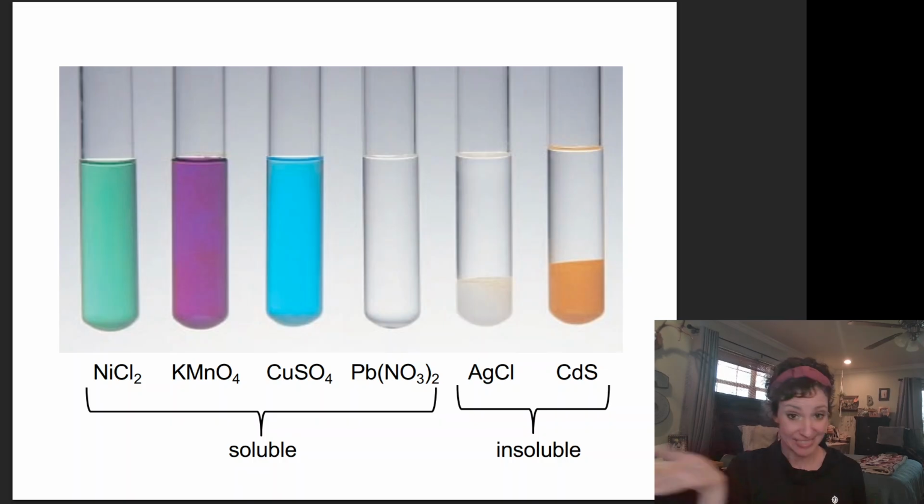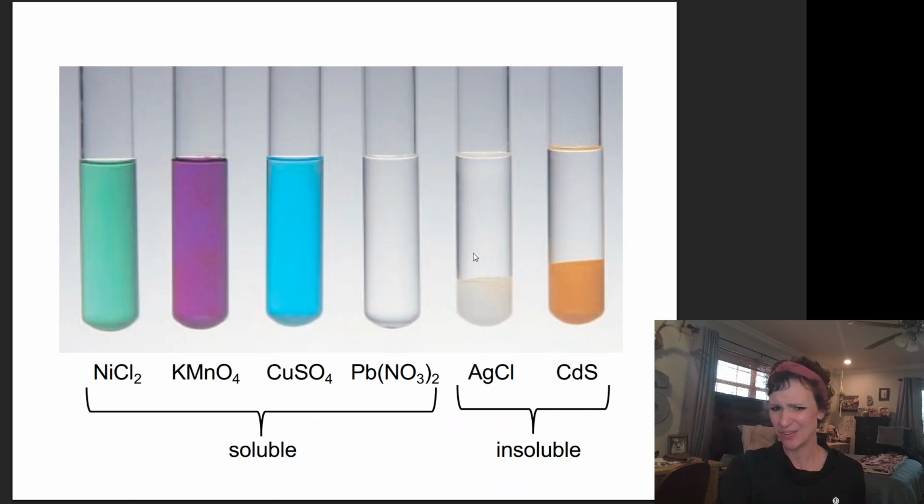Okay, so here are some examples of various ionic compounds. I notice these first four: I have nickel(II) chloride, potassium permanganate, copper(II) sulfate, and lead(II) nitrate. They look homogeneous and evenly spread throughout. We would say that these specific ionic compounds are soluble in water, and it looks like they are mixed evenly, which means I know that these actually exist as ions in that aqueous solution.